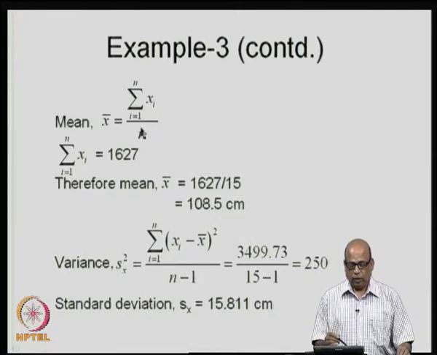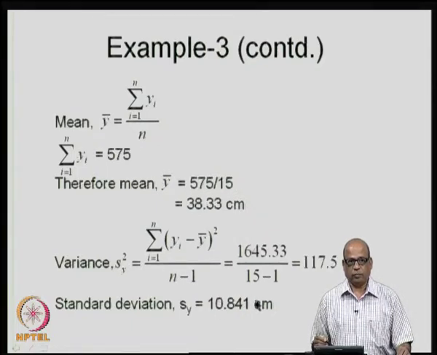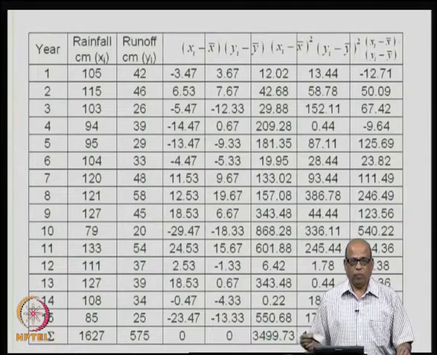So, first we obtain the mean. 1627 is the summation, and the mean of rainfall is 108.5, and similarly the variance S x square comes out to be 250 and the standard deviation comes out to be 15.811. Similarly, for y, which is the runoff, we estimate y bar as 38.33 centimeters and the variance as 117.5 centimeter square, and therefore, S y comes out to be 10.841 centimeters. So, once we have the mean and the standard deviation, we open out columns like this.